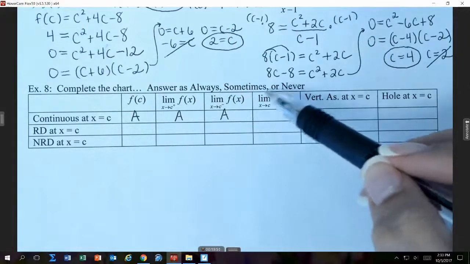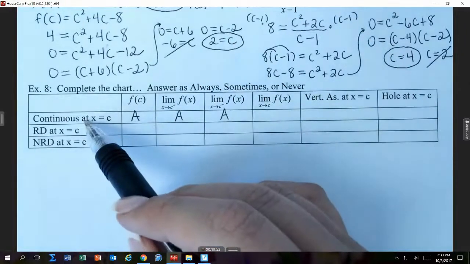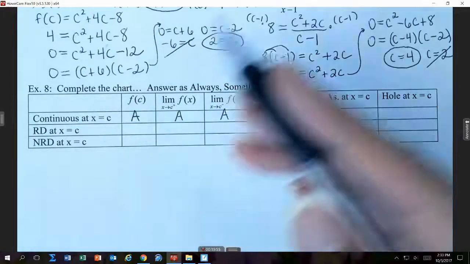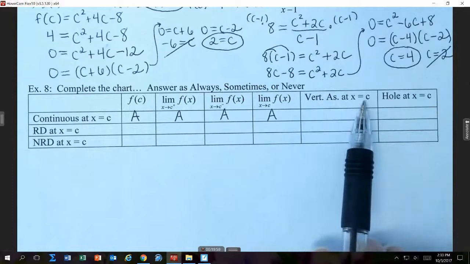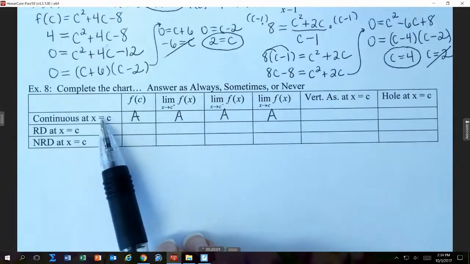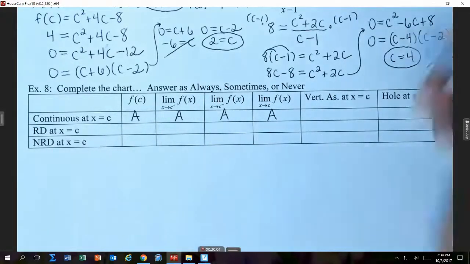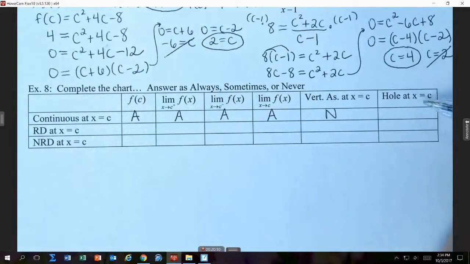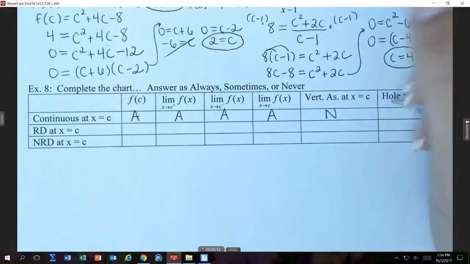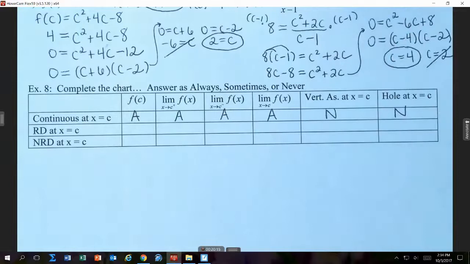Is my overall limit going to exist if we're continuous at x equals c? Yes, always going to be true. Am I going to have a vertical asymptote at x equals c if it's continuous there? That's never going to be true, right? What about a hole? If we're talking about continuity, am I going to have a hole there? No. Continuous functions are never going to have a hole at x equals c.